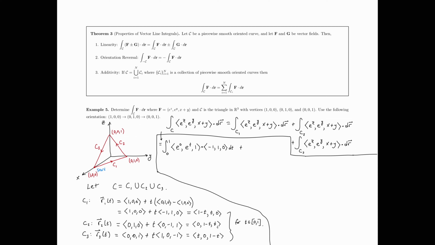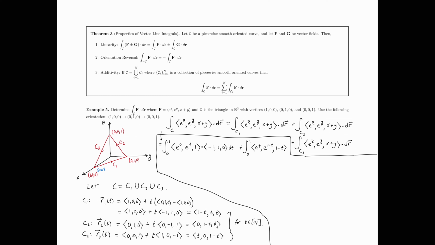plus, again, integral from 0 to 1. Here we have e to the z again, right? Because this vector field isn't changing. What's changing are x, y, and z because our paths are different. So on this path, z is t. So we'll have e to the t, comma, e to the y, and y on this path is 1 minus t. Lastly, we're going to have x plus y. So we want to add these two together, the x and y components, to get 1 minus t.